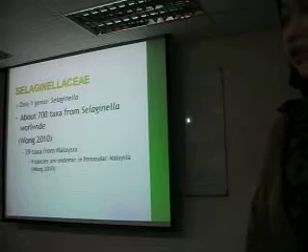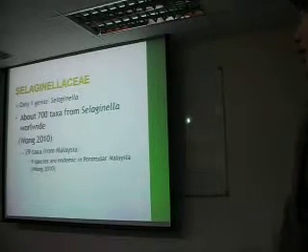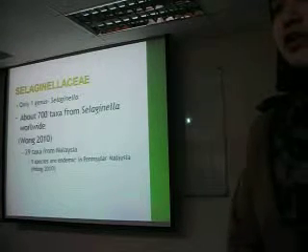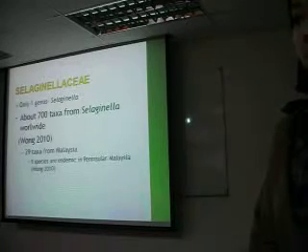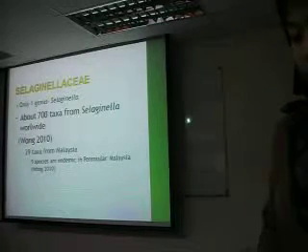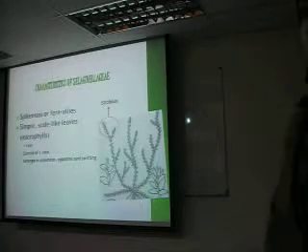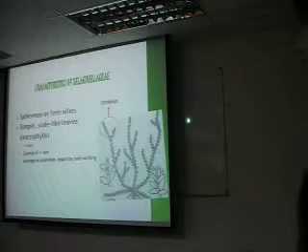Selaginellaceae has only one genus in this world, which is Selaginella. There are about 700 taxa of Selaginella worldwide, 29 taxa from Malaysia, and 9 of them are endemic to Peninsular Malaysia only. Here are some characteristics of Selaginella. Selaginella is known as spikemoss or fern-allies.